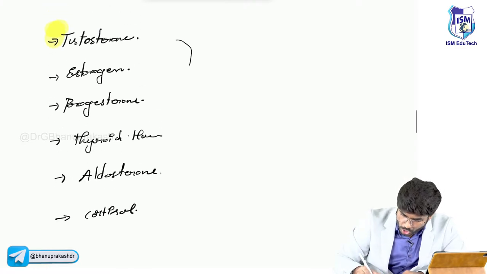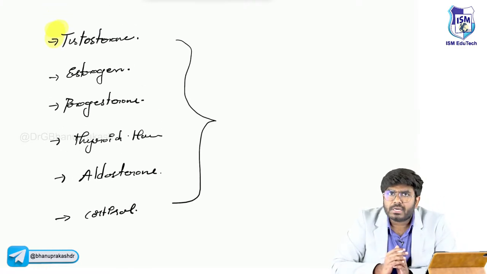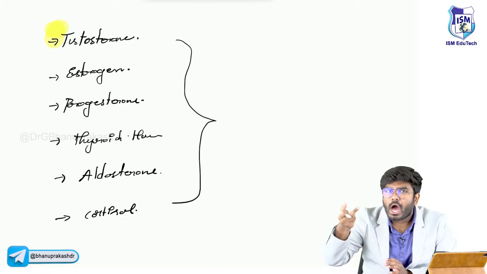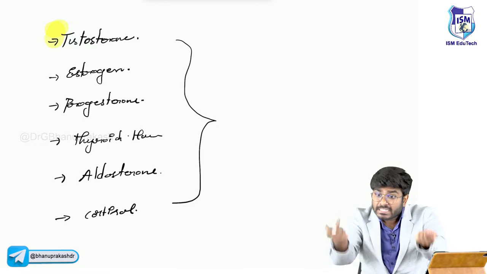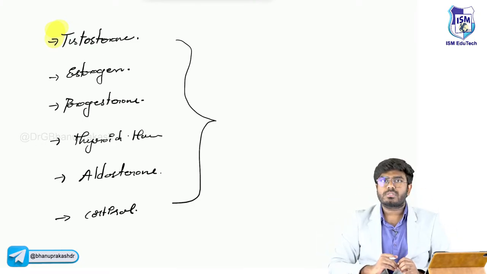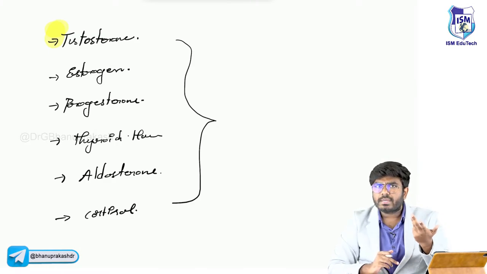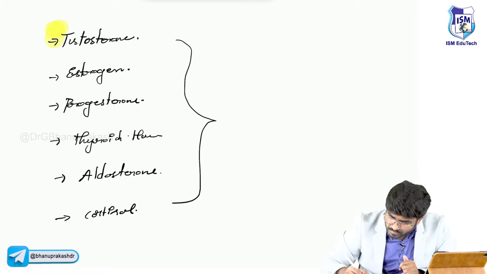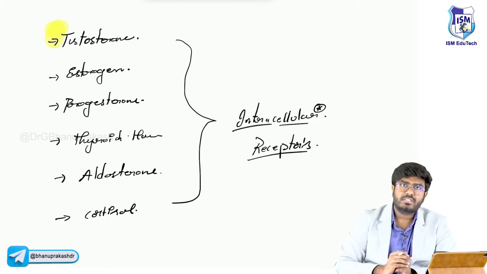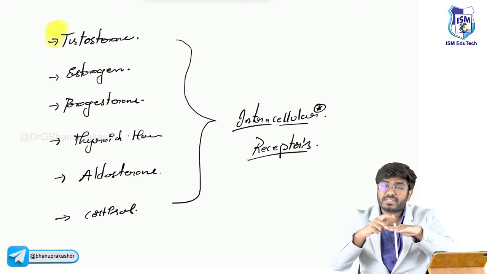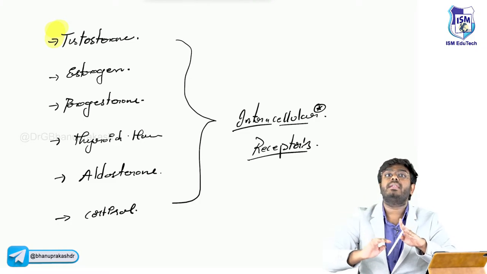Now you tell me, all these hormones, they have their receptor. Where is the receptor? In the cell membrane or inside the cell? All of them, are they going to have cell surface receptors or intracellular receptors? Yes, excellent, intracellular receptors. All these hormones are going to have the intracellular receptors, not the cell surface receptor. The receptor is not present on the cell membrane. The receptor is present inside the cell.